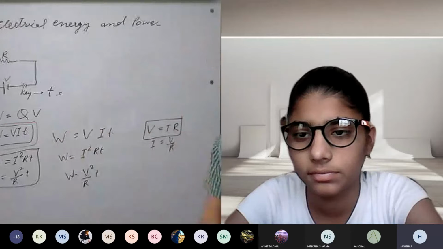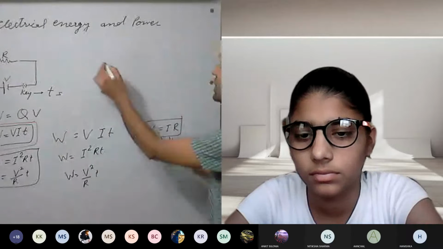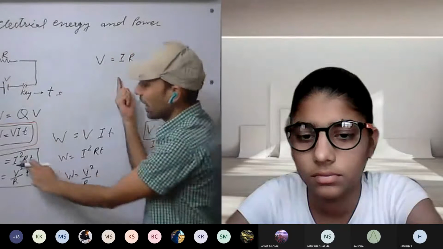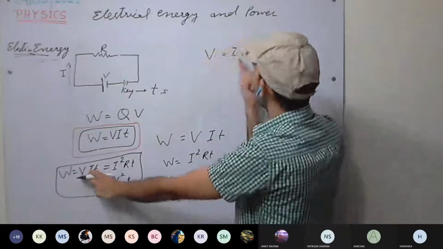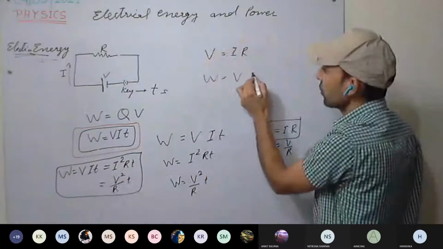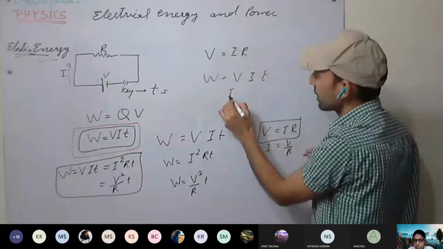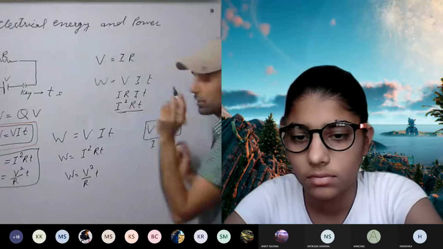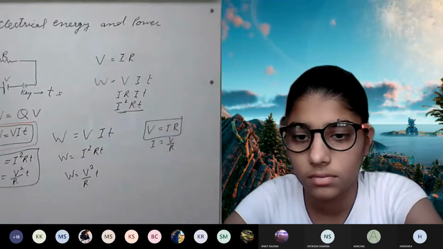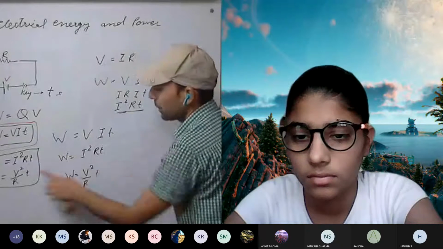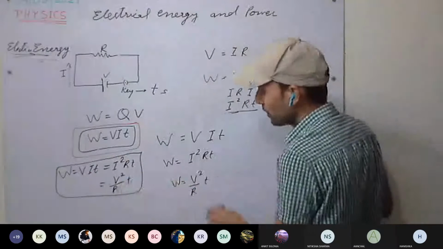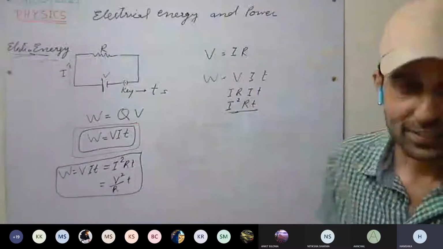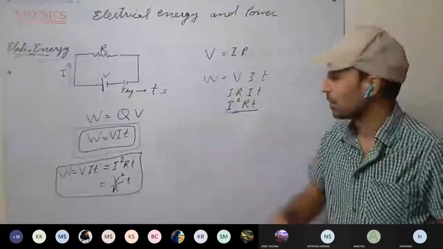Do you remember Ohm's law? Yes, sir, somewhere we have studied. V equal to IR. How did I square come? If I replace V equal to IR, W equal to VIT, V I put IR, IR IT, I square RT. Understood? Yes, sir. Similarly, this one. From where did this come? Sir, I is equal to V by R. Good.